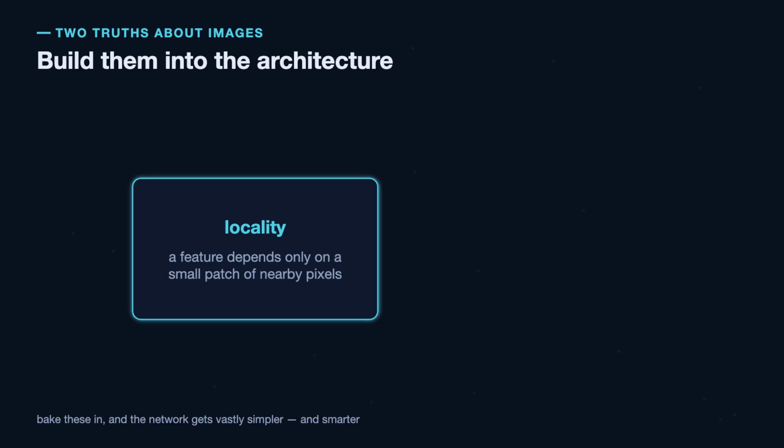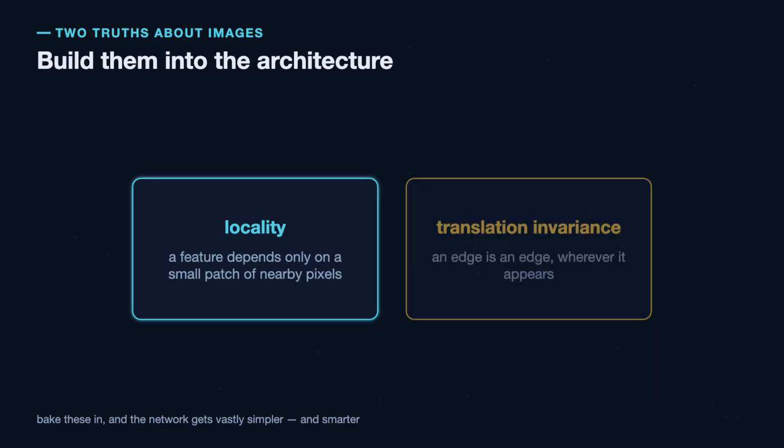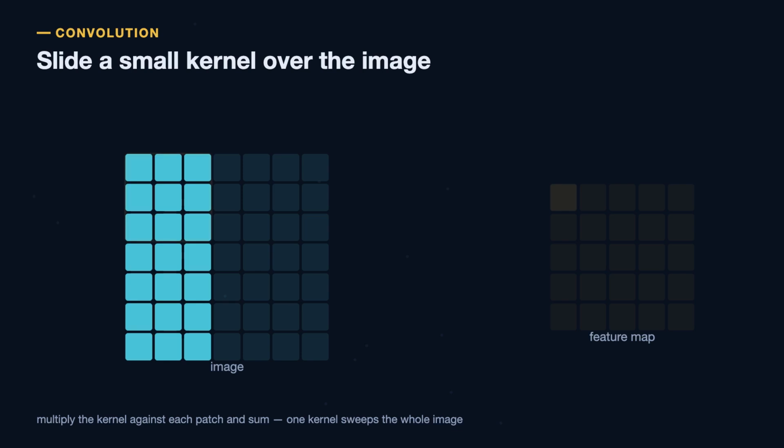The fix is to build in 2 simple truths about images. First, locality: a feature like an edge depends only on a small patch of nearby pixels, not on the whole image. Second, translation invariance: an edge is an edge wherever it appears. Bake these 2 ideas into the architecture and the network becomes vastly simpler and far, far smarter.